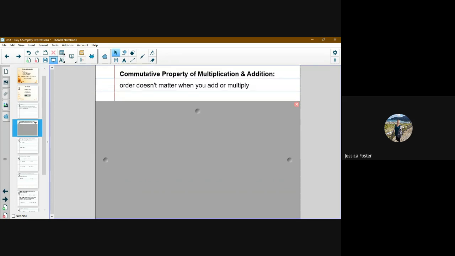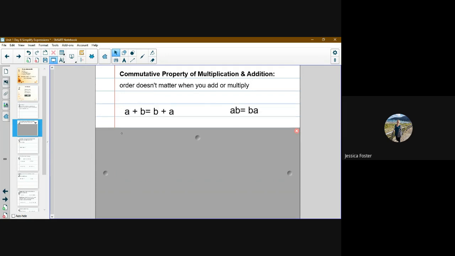So really what this property is saying, if you ever hear about a commutative property, is that order doesn't matter. If you add two numbers together or multiply two numbers together, it doesn't matter which one you do first. 2 plus 3 is the same as 3 plus 2. 2 times 3 is the same as 3 times 2. You get the same answer. This is the commutative property of multiplication and the commutative property of addition.